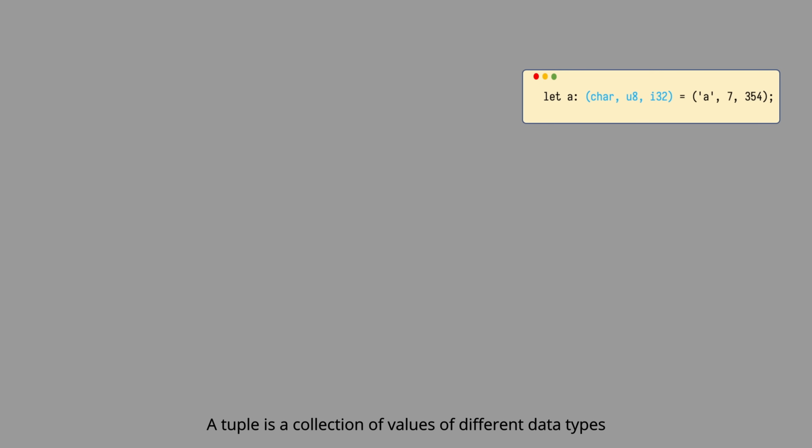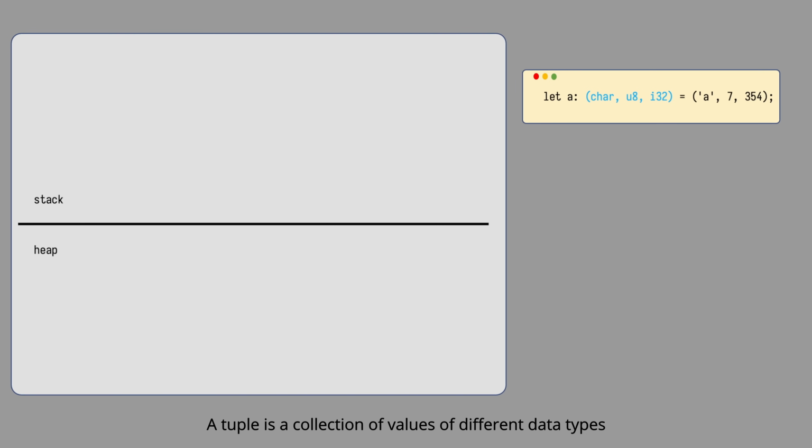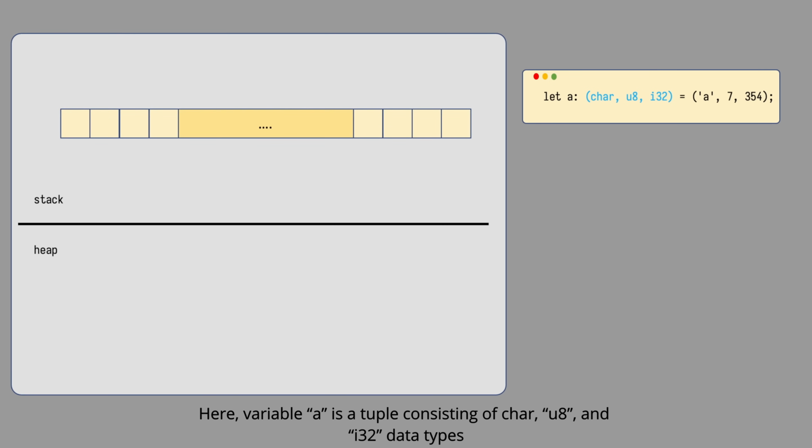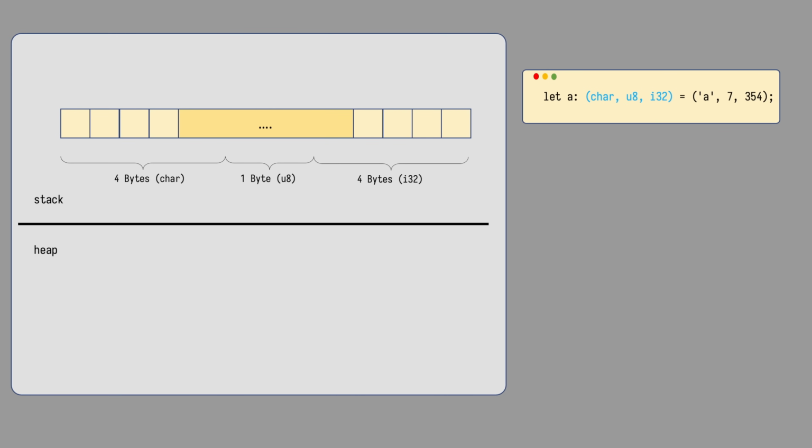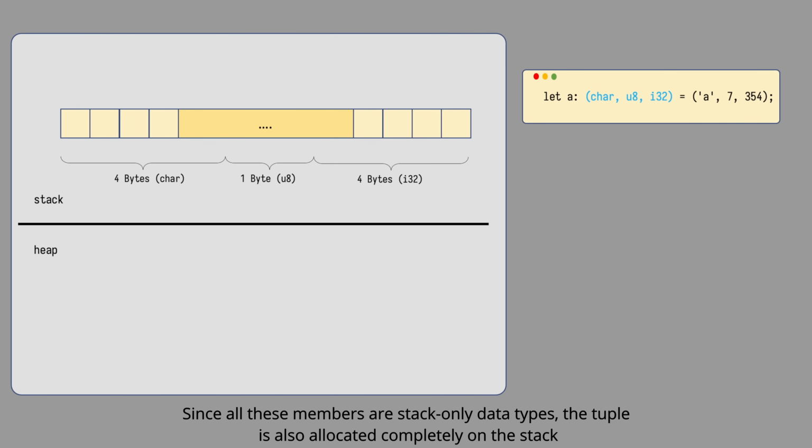A tuple is a collection of values of different data types. Here variable a is a tuple consisting of a char, a u8, and an i32 data type. Its memory layout is just placing its members next to each other. In this case, the char takes 4 bytes, u8 takes 1 byte, and i32 takes 4 bytes. Since all these members are stack-only data types, the tuple is also allocated completely on the stack.